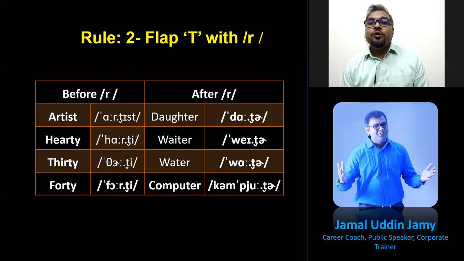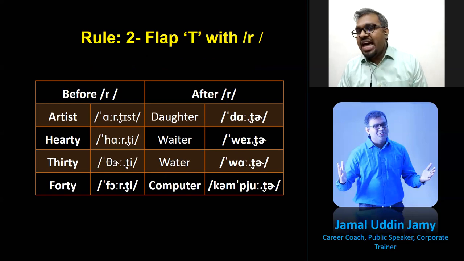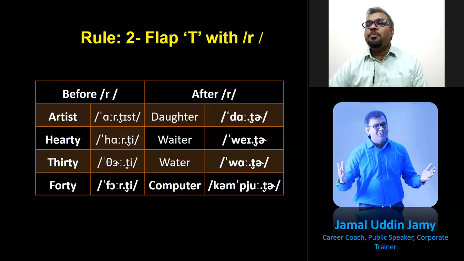Rule number two, flap T with R. If you have R before or after T, T will be pronounced more like D. Like artist, party, 30, 40, daughter, weather, water, computer. Okay? Artist, party, 30, 40, daughter, weather, water, computer.